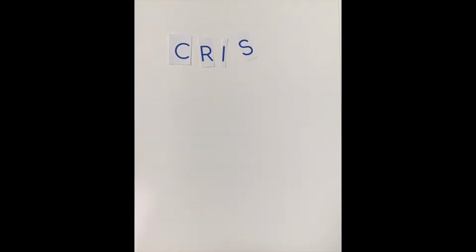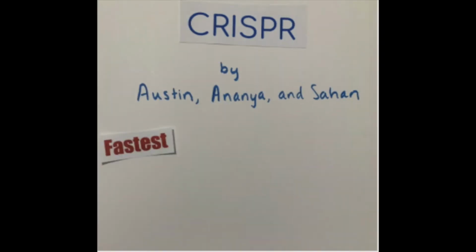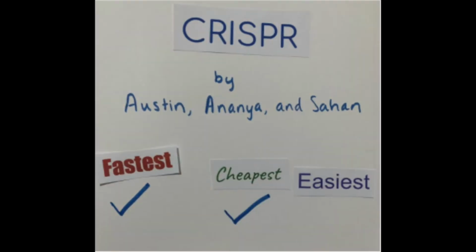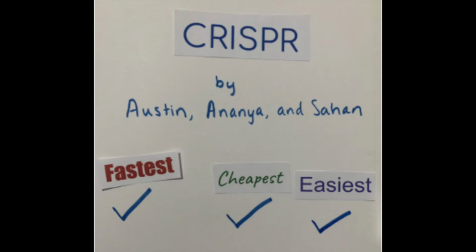Wouldn't it be amazing to fix a faulty gene to treat a deadly disease? Today, we're going to tell you about the fastest, cheapest, easiest gene editing method, CRISPR, which allows us to do just that. So, what is CRISPR? CRISPR stands for Clustered Regularly Interspaced Short Palindromic Repeats.